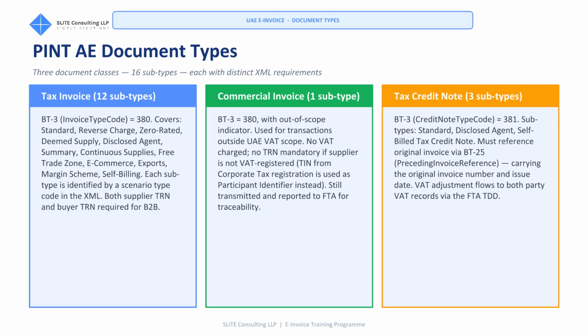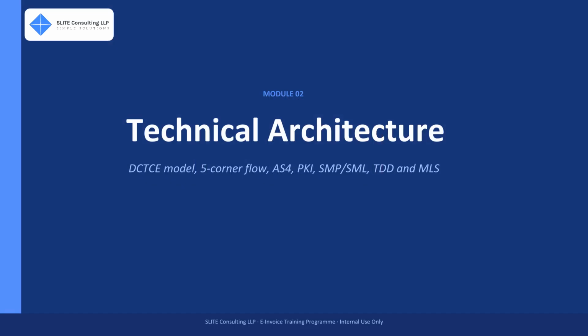Now let's look at the architecture underneath. Module 2, Technical Architecture. This is the longest module because it covers the moving parts that the FTA and OpenPEPPOL have specified together. 5 slides ahead: the DCTC model itself, the 5-corner flow in detail, the AS4 transmission protocol, the PEPPOL PKI that secures it, the SMP and SML discovery layer that does the routing, and finally the tax data document and message level status protocols that handle reporting and acknowledgement. Once you've got these, everything else in the deck is just APIs on top.